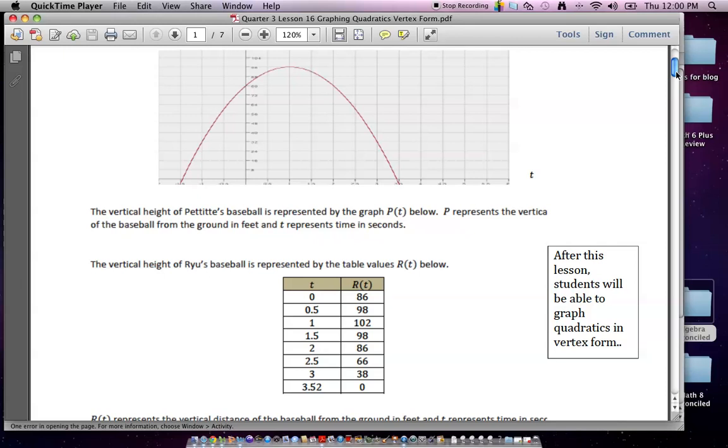Okay. The maximum here occurs at time 1 second. This one here occurs at time 1 second. So to me, they look equal. Okay, next up.